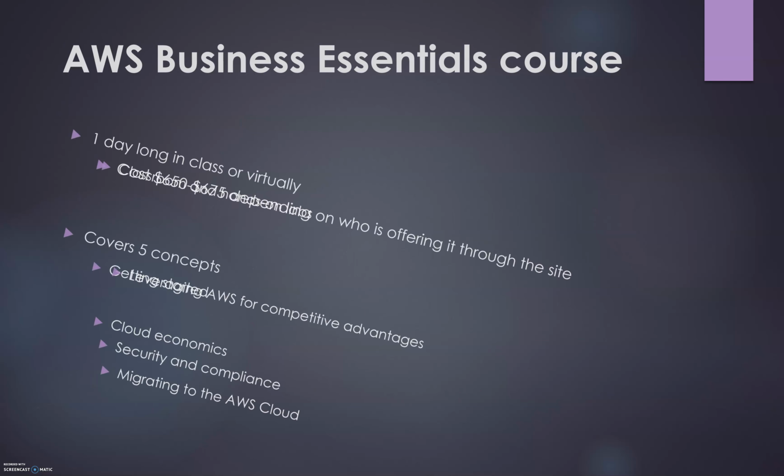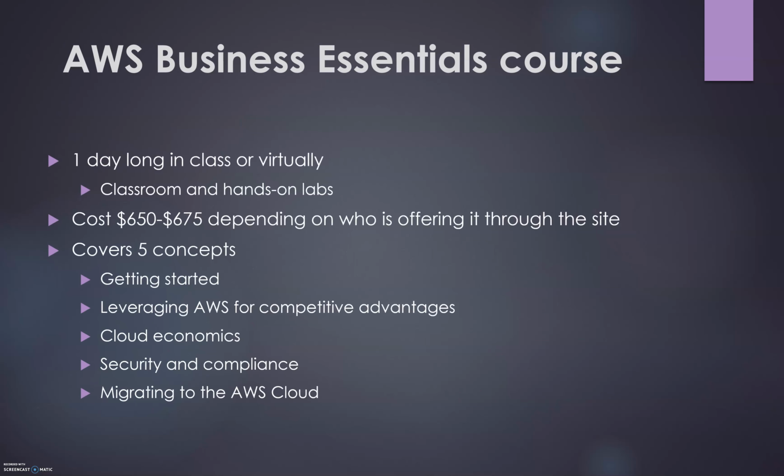The third course that they recommend taking to prep for the exam is another 1-day in-class or virtual class with hands-on labs, which is your Business Essentials course. That cost is $650 to $675, depending on who is offering it. When I went through the site, some of the vendors charged $650 and some charged $675. It covers 5 concepts: getting started, leveraging AWS for competitive advantage, cloud economics, security and compliance, and migrating to the AWS cloud.